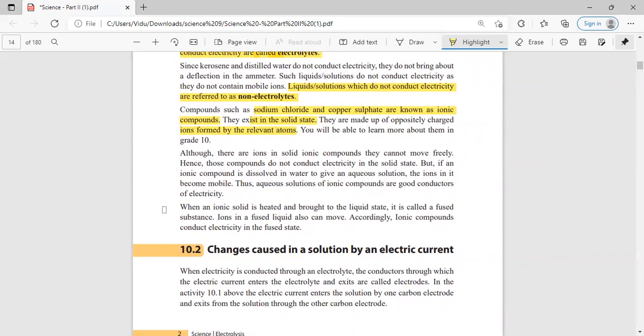When an ionic solid is heated and brought to the liquid state, it's called a fused substance. Only heated, not adding water, it's called fused. Ions in a fused liquid also can move because when it's fused, it's not solid. Accordingly, ionic compounds conduct electricity in the fused state.